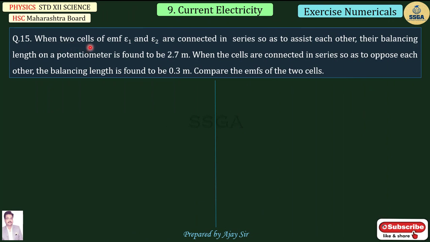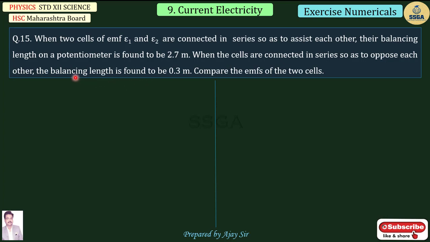When two cells of EMF E1 and E2 are connected in series so as to assist each other, their balancing length on potentiometer is found to be 2.7 meter. When cells are connected in series so as to oppose each other, the balancing length is found to be 0.3 meter. Compare the EMF of cells. So here this example is based on potentiometer.